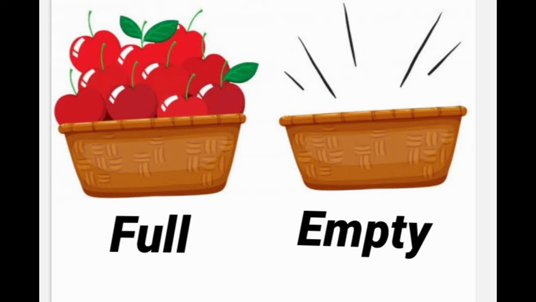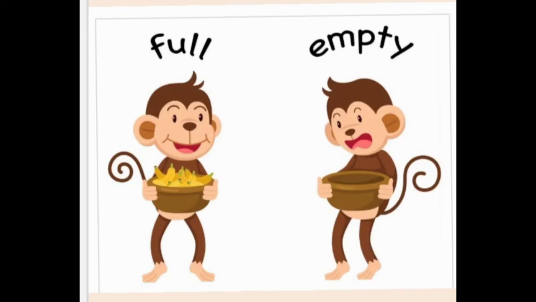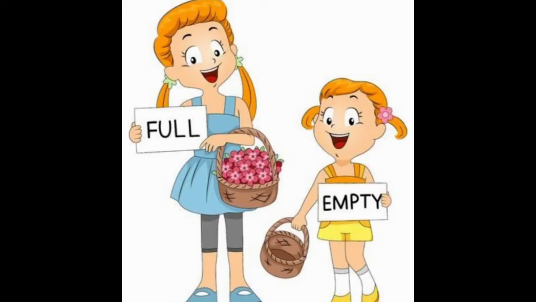Now you can see two baskets. This basket is full of apples and this basket is empty. This monkey's basket is full of bananas and this monkey's basket is empty. Here one girl is having a basket full of flowers and one girl is having an empty basket.